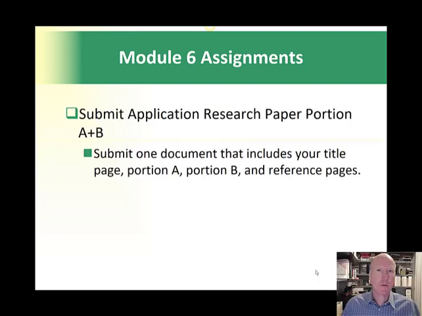And then the last assignment for this module is to submit the application research paper portion A and B. So you'll be submitting one complete document. So you'll have your revision to portion A, add portion B to that. So it's one paper. So it should include your title page, portion A, portion B, and then the reference pages.